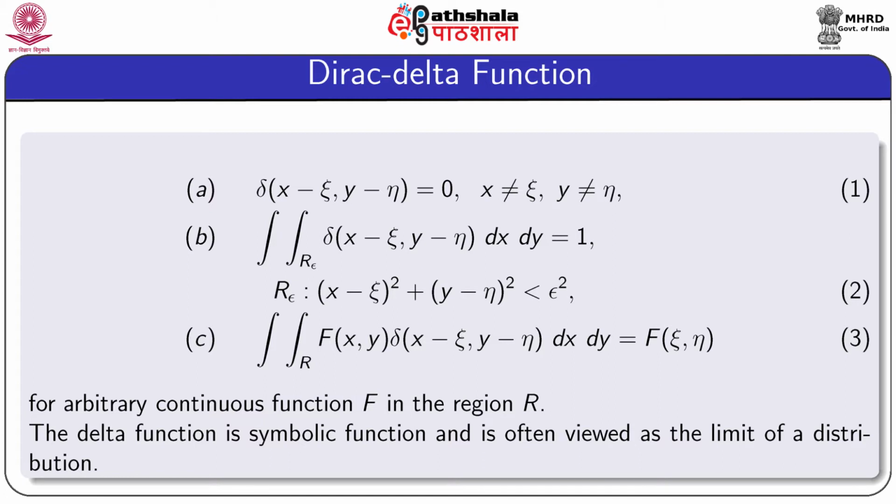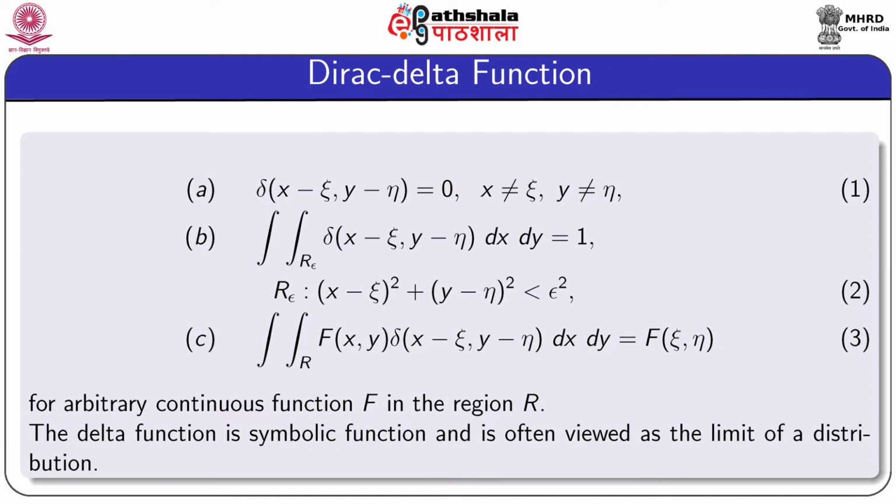And the third property, which is very important, we shall use to find the solution of a PDE. Property number 3 says that the integration over R of capital F of x, y times delta of x minus xi, y minus eta, dx dy, is equal to f of xi, eta for an arbitrary continuous function f in the region capital R.